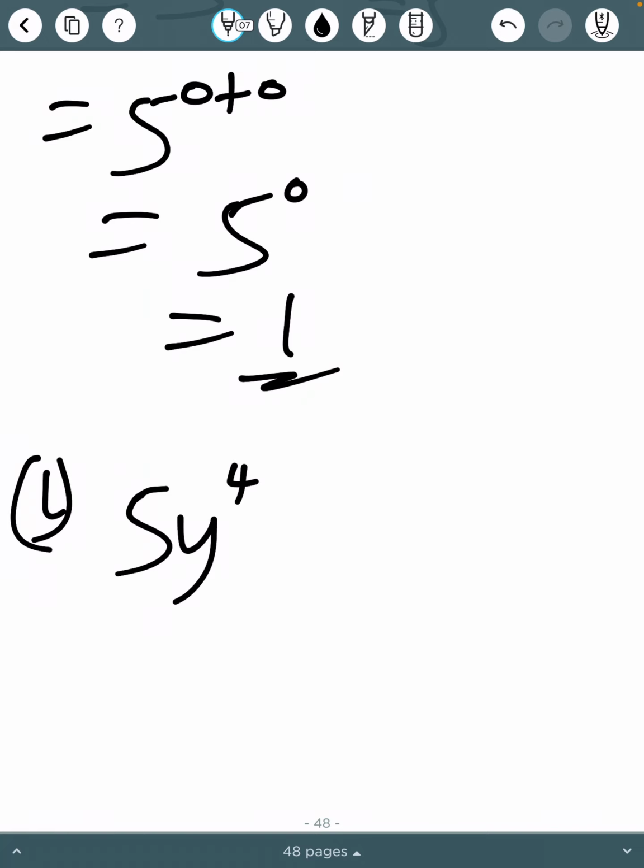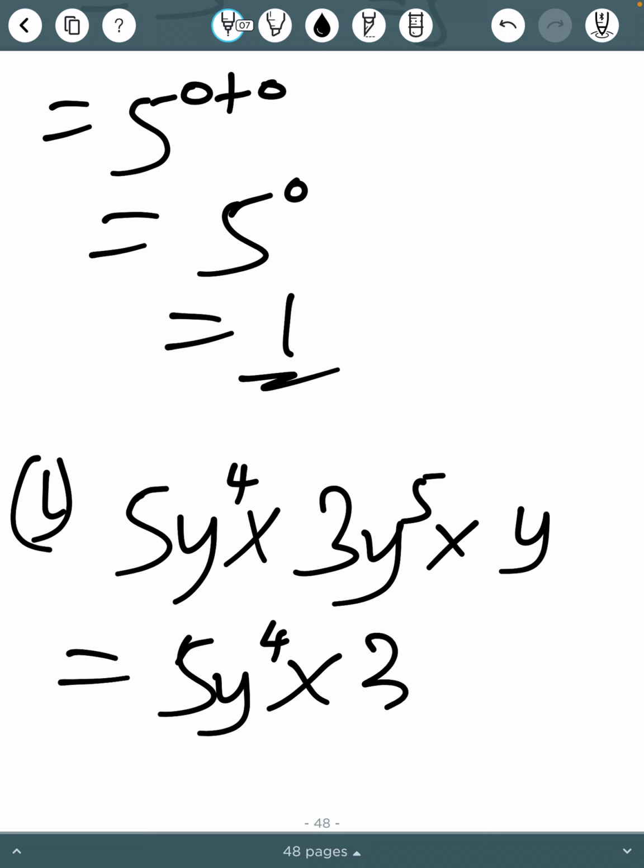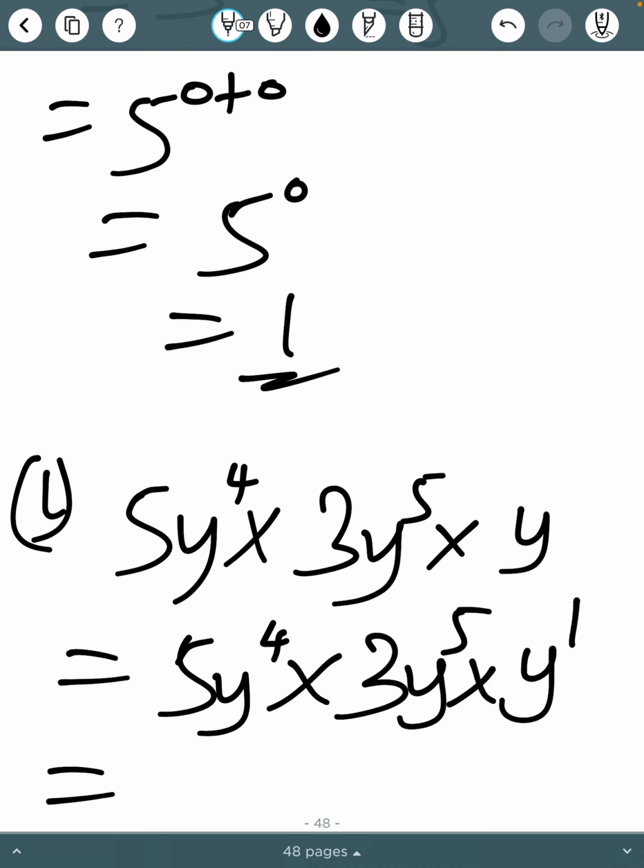5y raised to power 4 times 3y raised to power 5 times y. First of all, let me put indices on every item. This is 5y raised to power 4 times 3y raised to power 5 times y raised to power 1. So I put the numbers together.